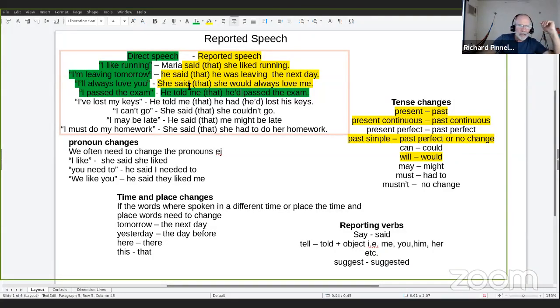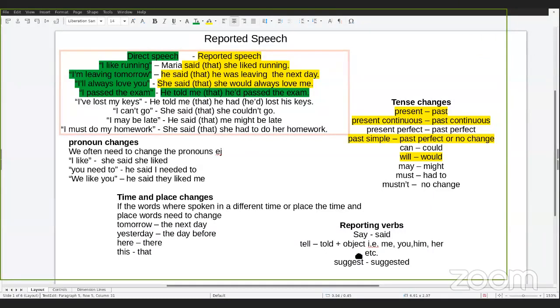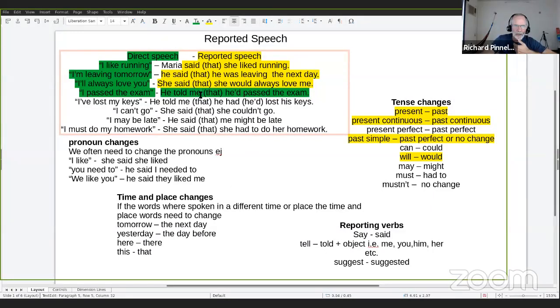One other thing to notice about this one here is that for the first time we are using the other reporting verb. Instead of say, where the past of say is said, in this one we're using tell. And the past of tell is told. So basically, the difference is that when we use tell, we include the object. Notice here that we have the object.